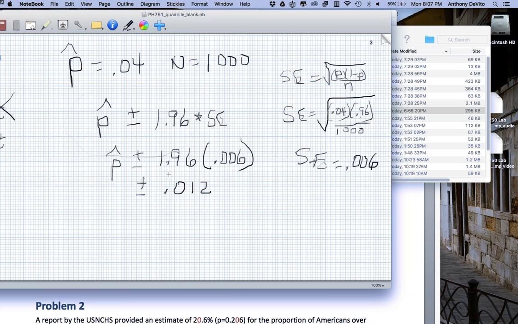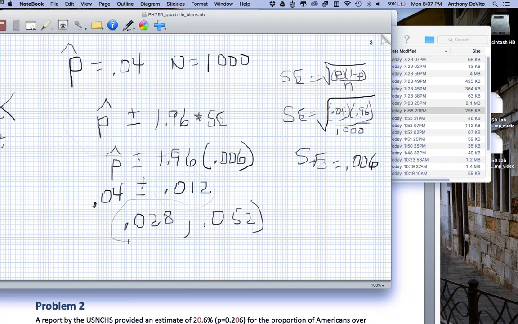1.2%. So I'm going to add and subtract 1.2% to my 4%. My 95% confidence interval for the true proportion of vegetarians in the United States is going to be 0.04 plus or minus 0.012, which is 0.028, 2.8%, comma, and then the upper end is 0.052, so between 2.8 and 5.2%.